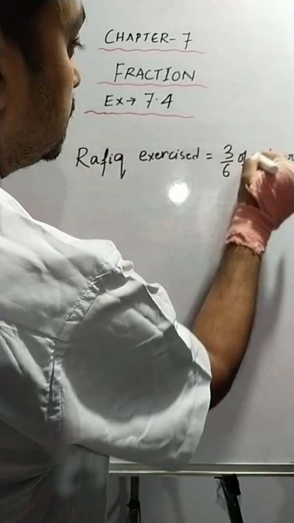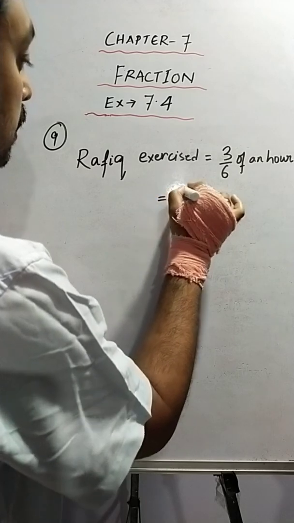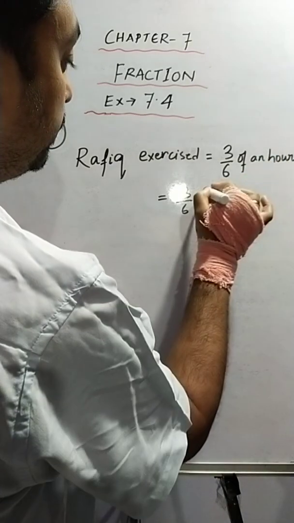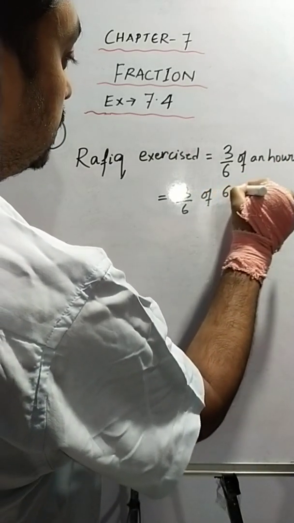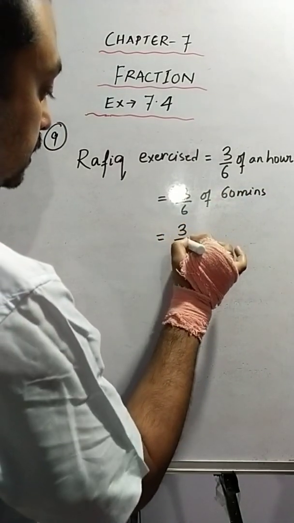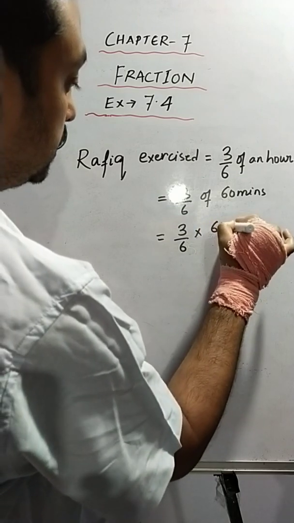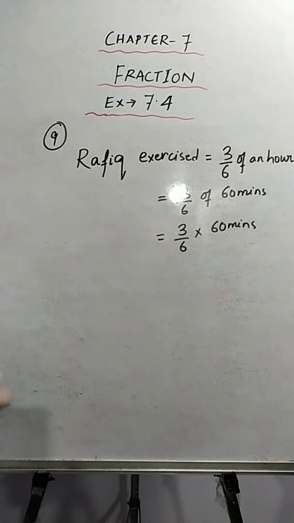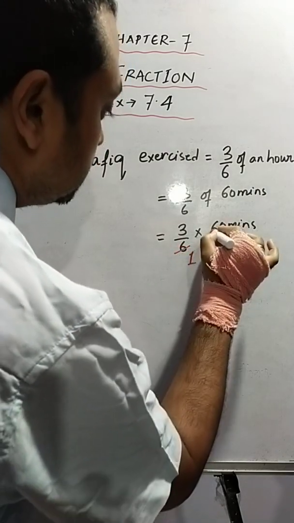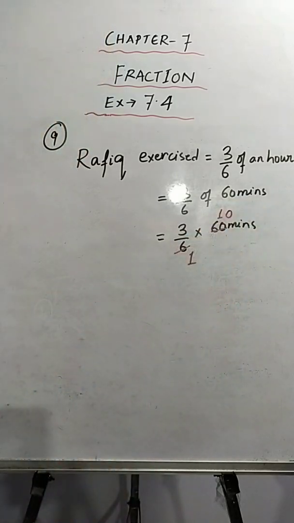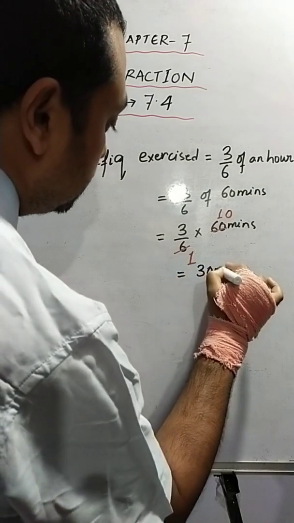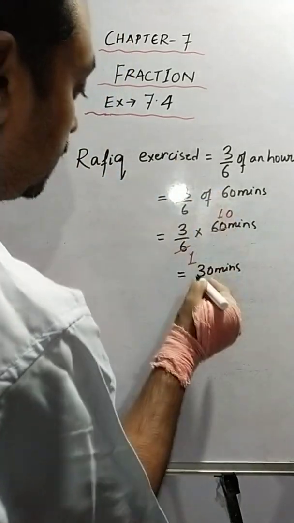So now we'll convert this hour into the minute form, and as we know that 1 hour equals to how many minutes? 60 minutes. So in place of an hour we'll write 60 minutes. Okay, so 3 by 6 into 60 minutes. So let us reduce this, isn't it? 60, it can be easily reduced. 6 ones are 6, 6 tens are 60. So that would be 3 into 10, 30 minutes. Okay, so that means Rafiq exercised for 30 minutes.